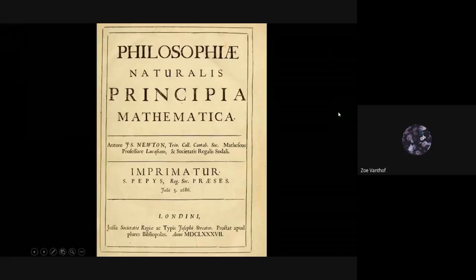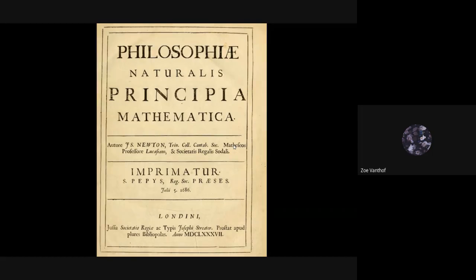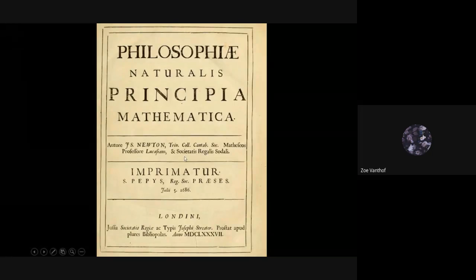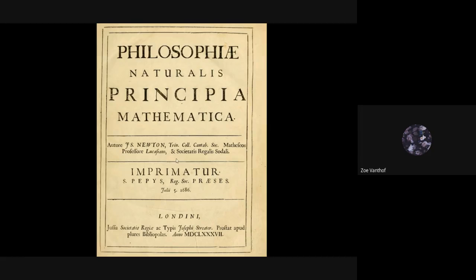Now, it's in Latin, so you say it backwards. Mathematical Principles of Natural Philosophy. Remember, natural philosophy is what science was called 2,000 years ago. Its author, Isaac Newton, at Trinity College, Cambridge. He is the Lucasian Professor of Mathematics, the chair Stephen Hawking was recently sitting in, and a member of the Royal Society. So, printed in 1686, this one little book changes the world.